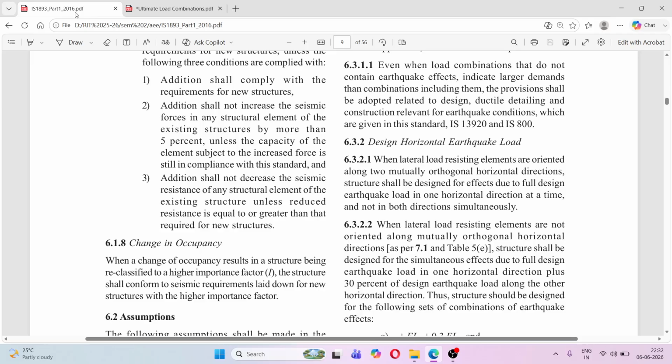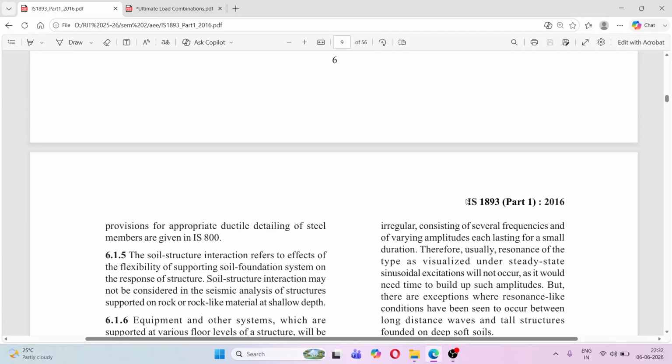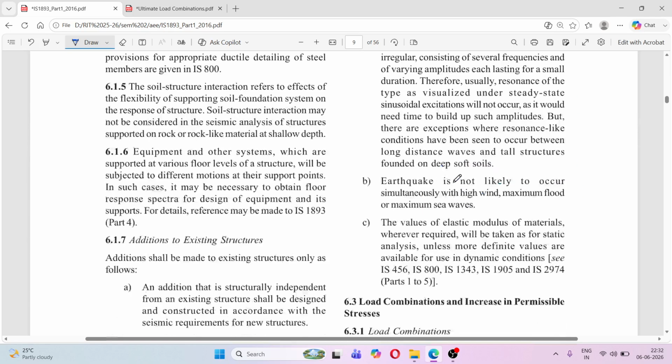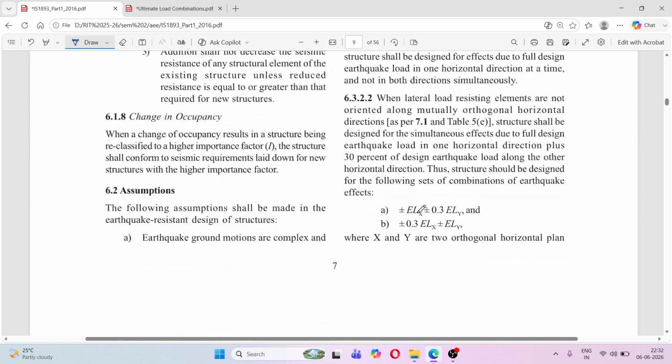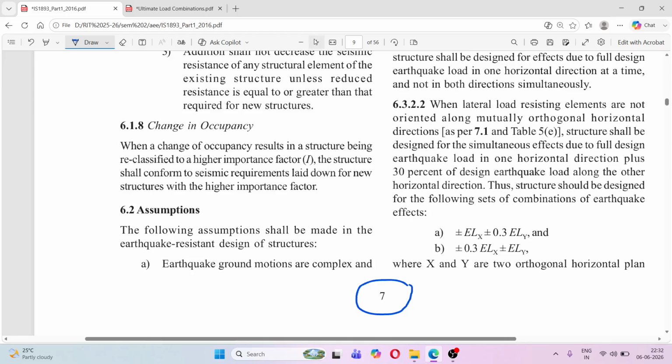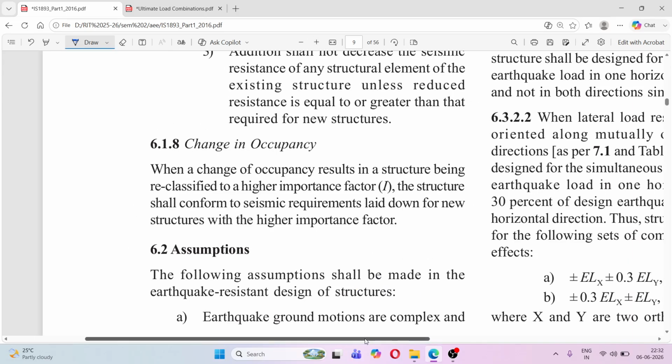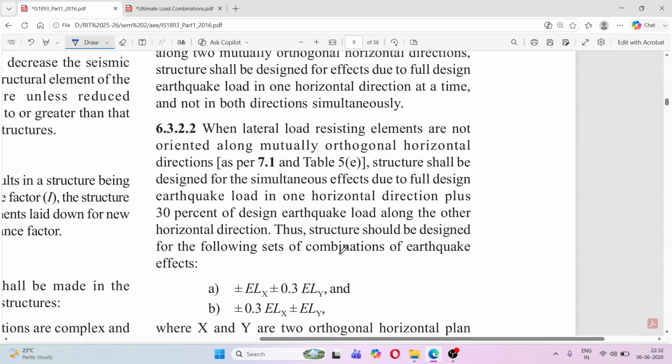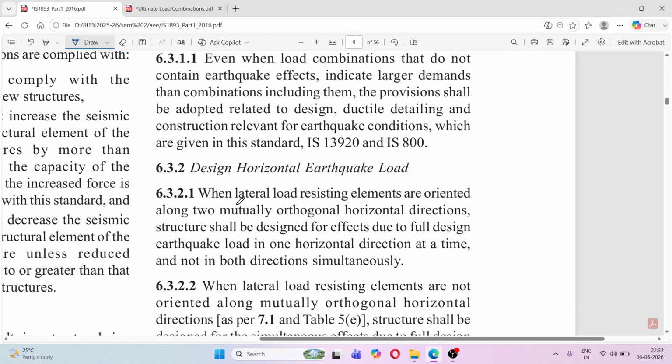Now let's go to IS 1893 2016. This code, IS 1893 part 1 2016, and you have to come to page number 7. Very important clause is there, 6.3.2.1.